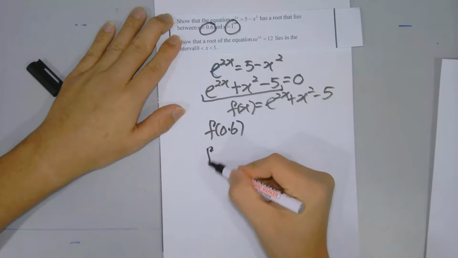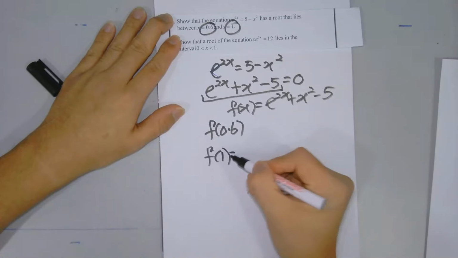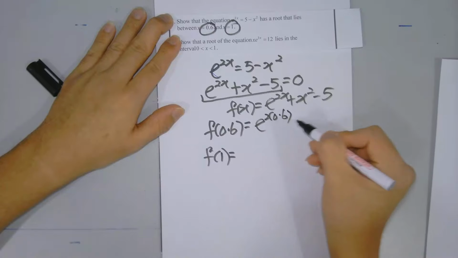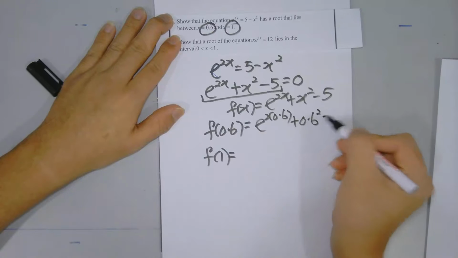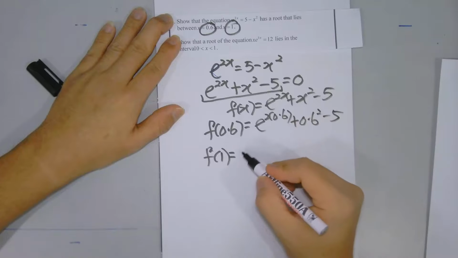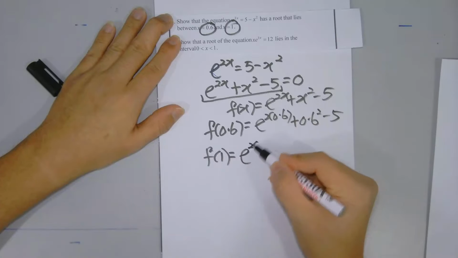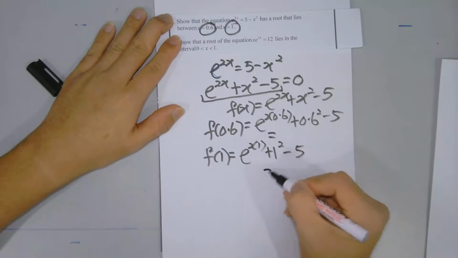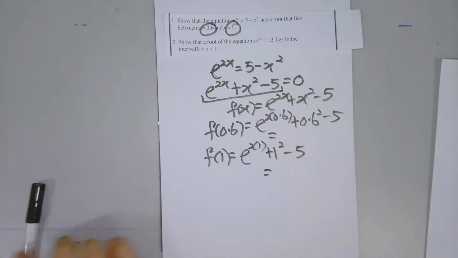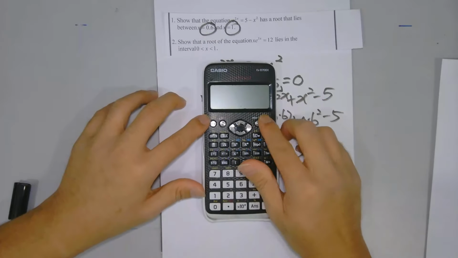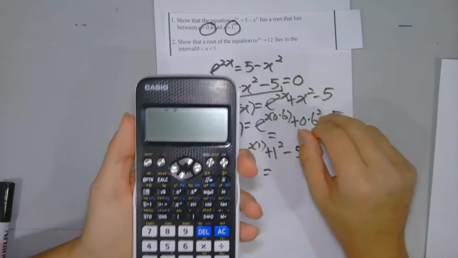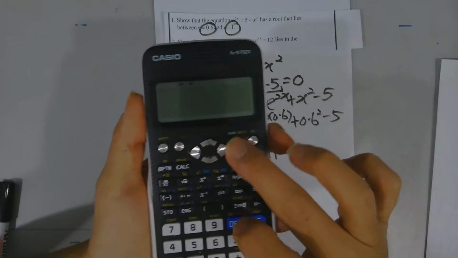Very simple. What I'm talking about so far is just to deliver you the message. Alright, e^0.6 + 0.6^2 - 5. You try to help me calculate e^(2×1) + 1^2 - 5. And what is the value? Interested in what the value is. Okay, for speed, I'm going to use the calculator. So, okay, let's see how to use this calculator.